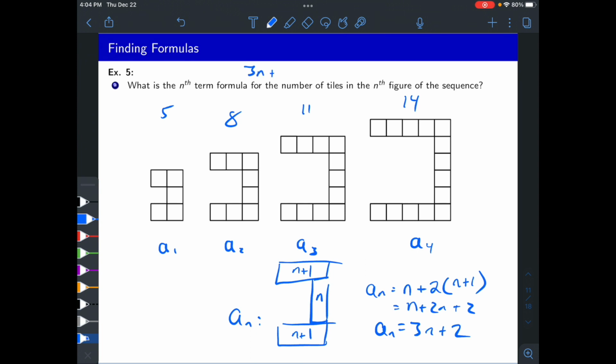So it's going to be 3n and then plus something. Well, a sub 1 starts at 5, and if I were to plug 1 into 3n, I would get 3. So I have to add an extra 2 to get that. So 3 times 1 plus 2 is equal to 5. 3 times 2 plus 2 is 6 plus 2, or 8. If I were to plug 3 into this, it's going to go up by an additional 3. And we're just going to keep going up by 3 every time. That's why there's the 3n right there.